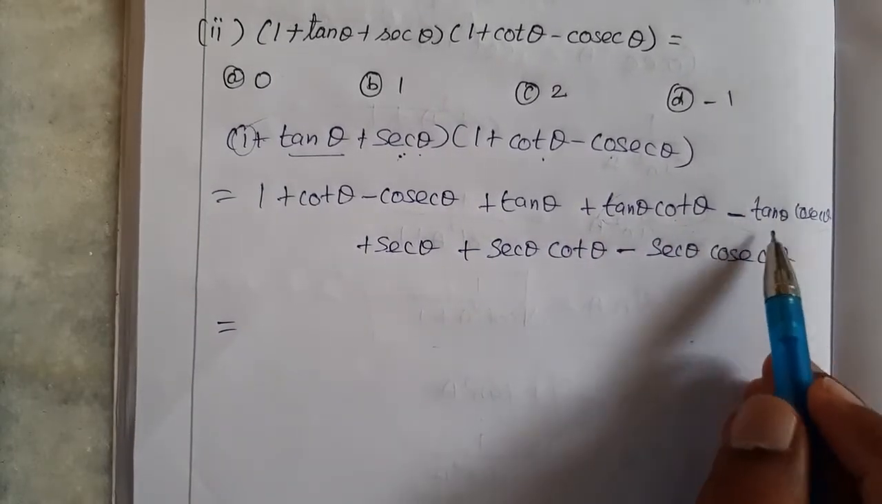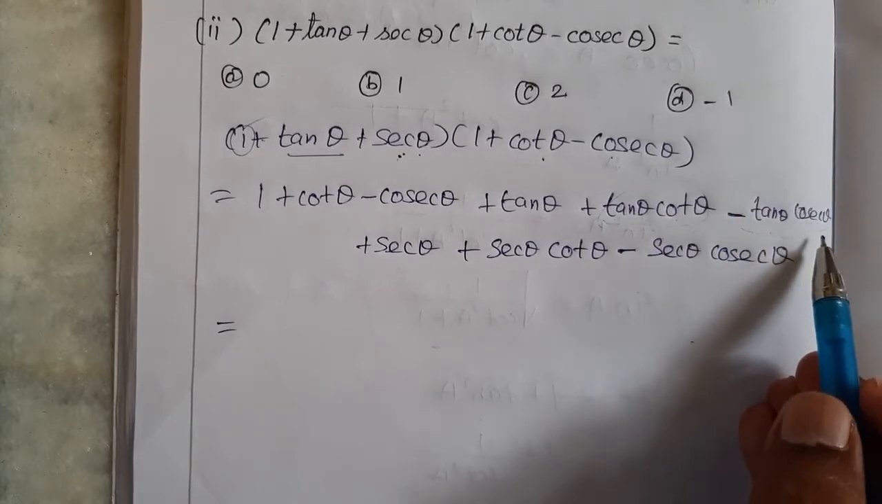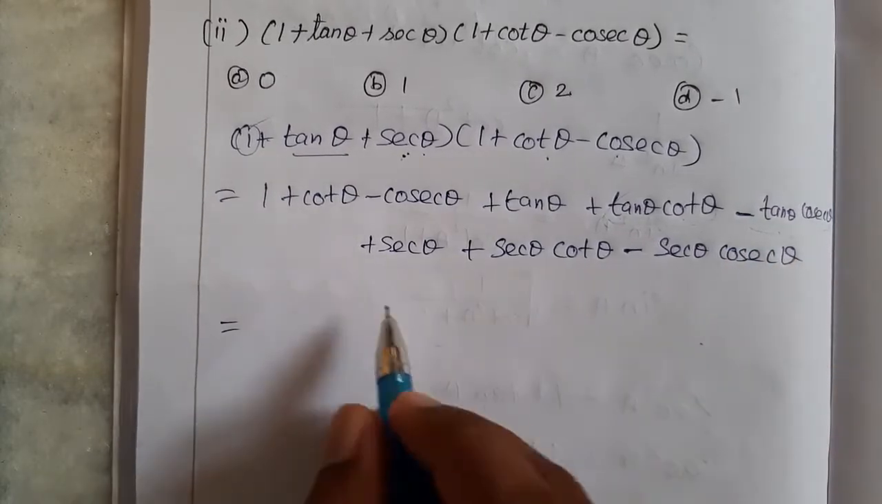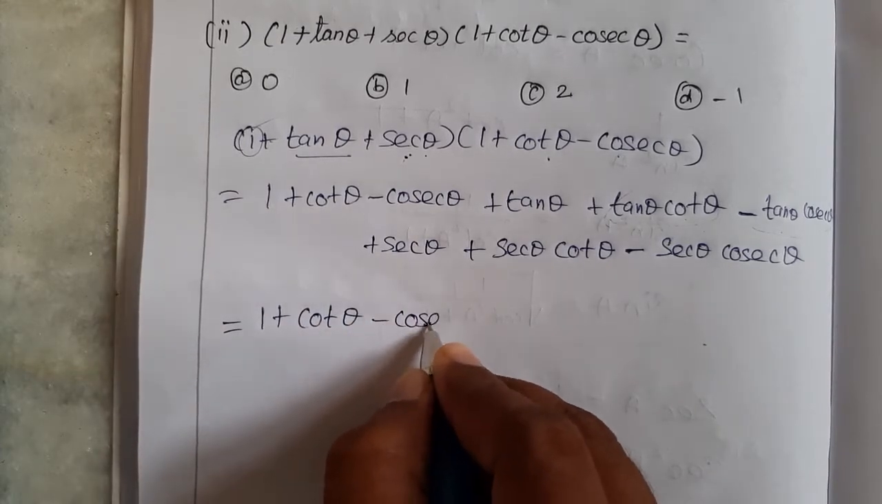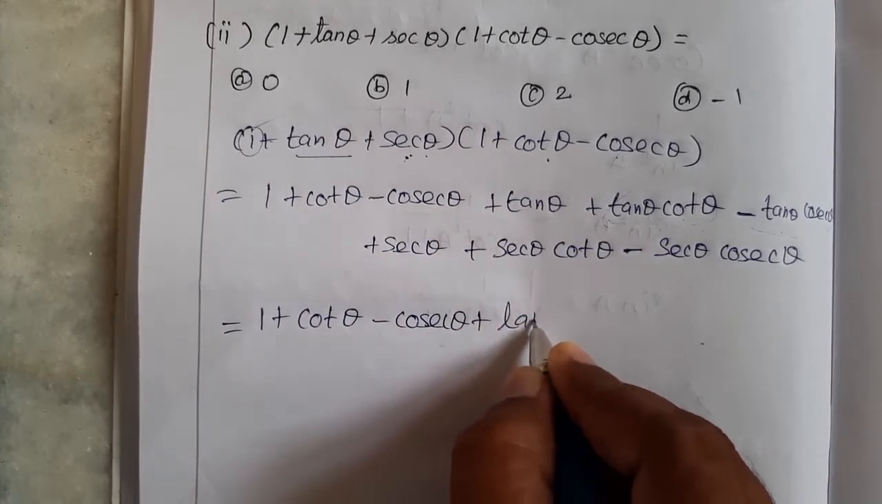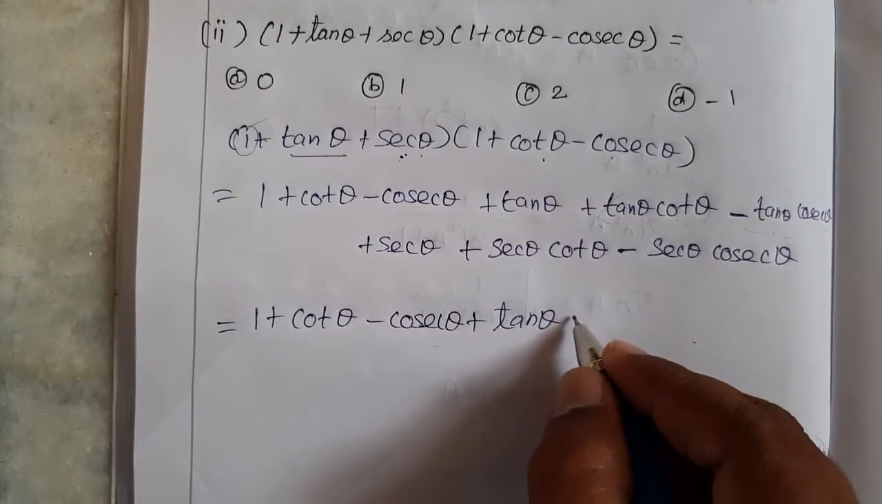The tan we can write as sin by cos here. The cosec we can write as 1 by sin. So that also will be cancelled. So like this we can cancel those terms. Minus cosec theta. So whichever terms we can try to cancel, we cancel.